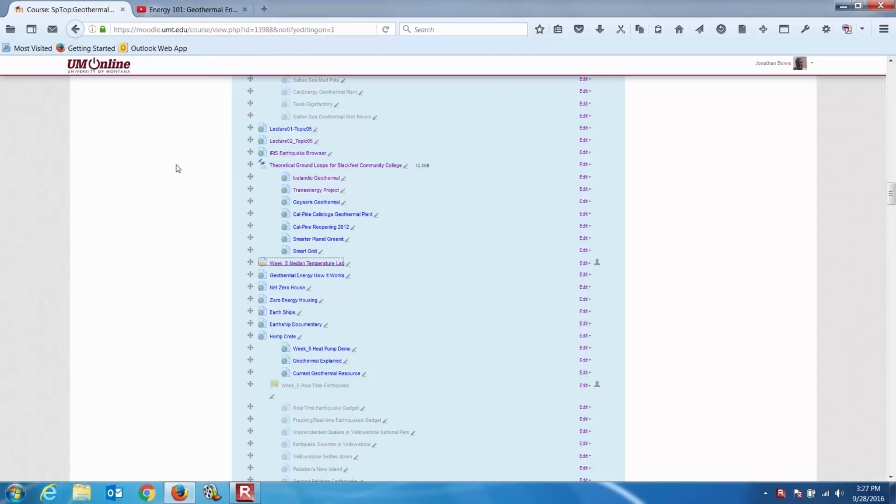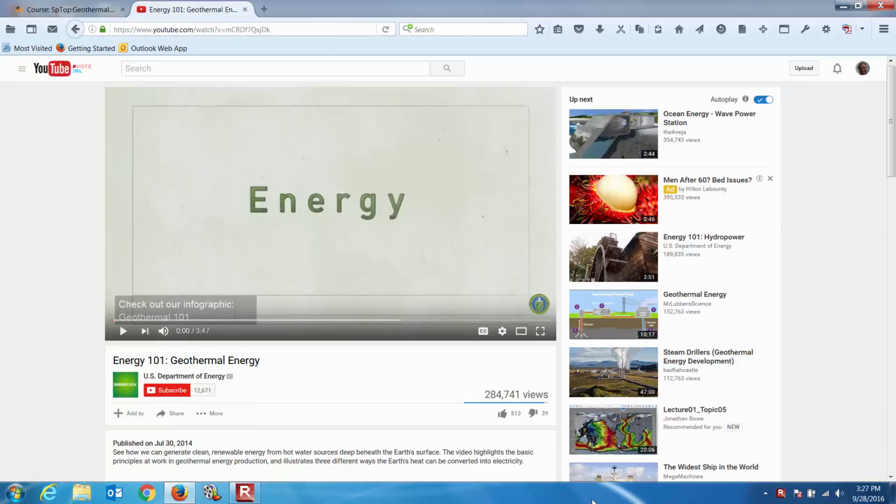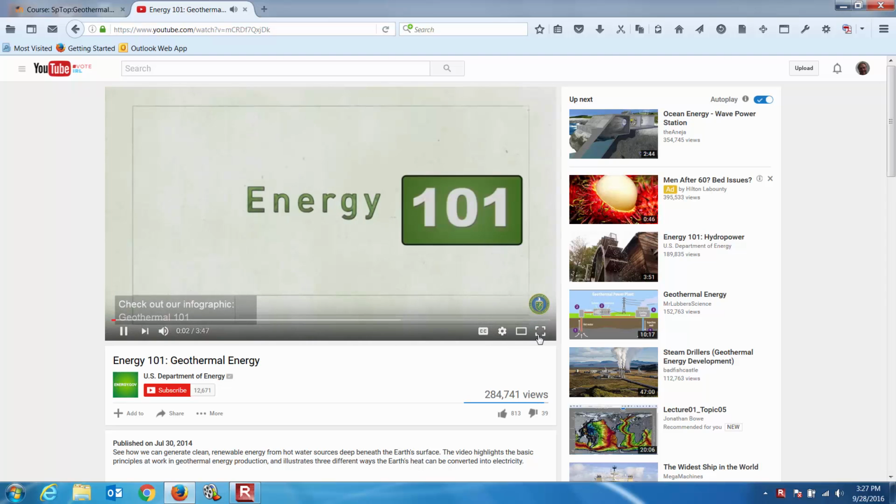Okay, let's look at some more large-scale geothermal applications, commercial geothermal applications. Quick overview.